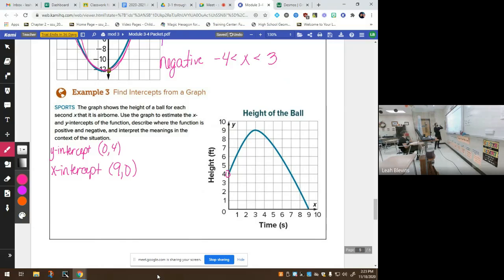Then it says, describe where the function is positive and negative. Well, this function is only positive. There are no negative parts. Never does this get below the x-axis. Why would it not make sense to have a negative part of this function?